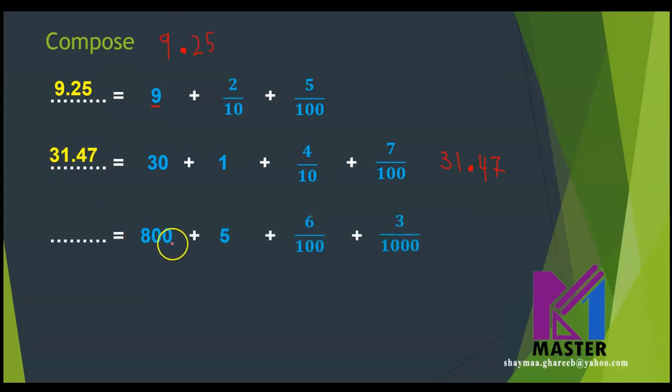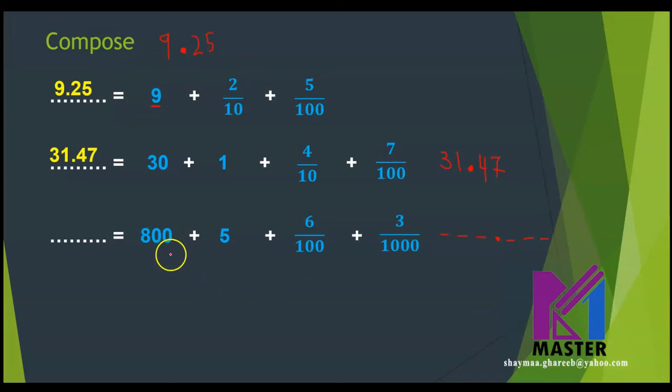Now, let's see one more example. I have 805, 6 over 100, 3 over 1000. This 800s means I have 8 in the hundreds place. So I have hundreds, tens, ones or units, then a decimal point. We have tenths, hundredths, and thousandths.